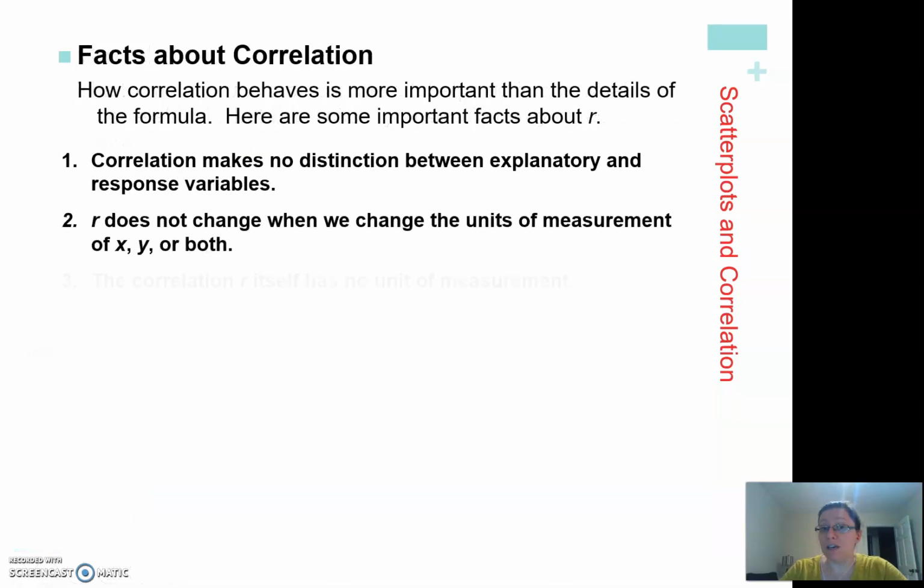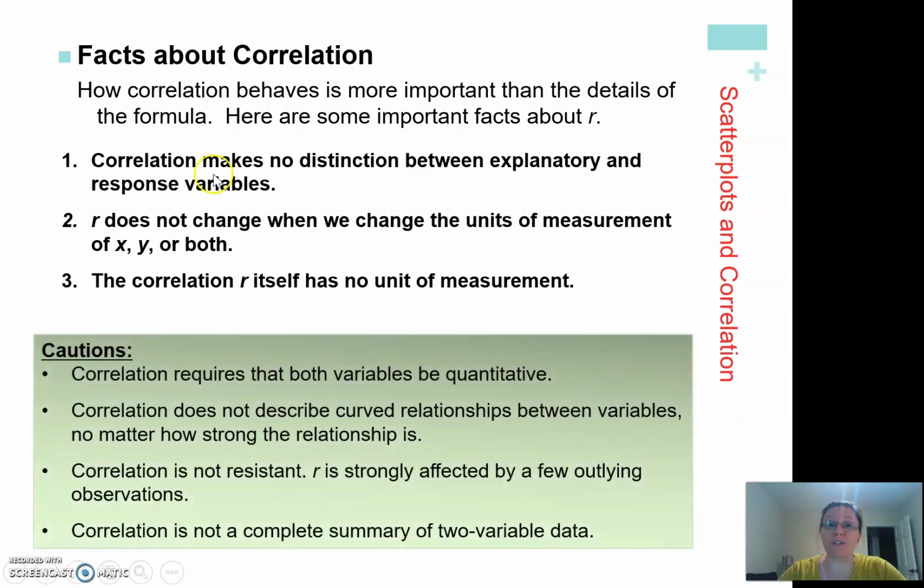How correlation behaves is very important. So correlation makes absolutely no distinction between explanatory and response variables. If you were to switch explanatory and response variables, your correlation coefficient is going to be exactly the same. R will not change if you change units. If you had something in inches and you change it to feet and graph it again, your correlation coefficient will be exactly the same. And the correlation has no unit of measure, so we never assume any kind of unit with correlation. Both variables have to be quantitative.